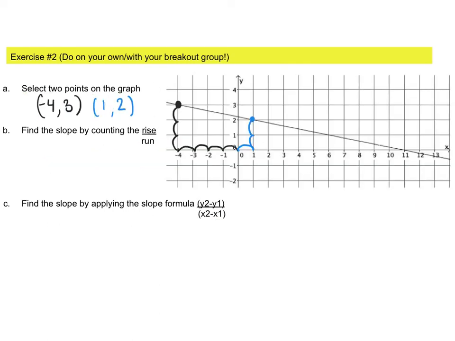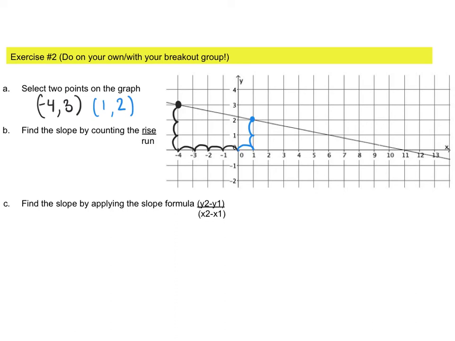All right, for exercise 2, I've selected my 2 points. You'll see the one that's black is negative 4, 3. The one that's blue is 1, 2. Again, you might not have selected these points. It doesn't really matter. My math is going to look different than yours, but we'll get the same end result for our slope. I'm now going to calculate my rise over run.